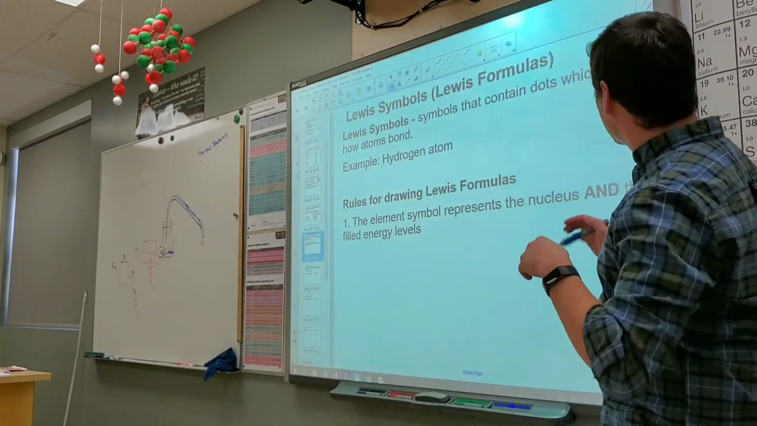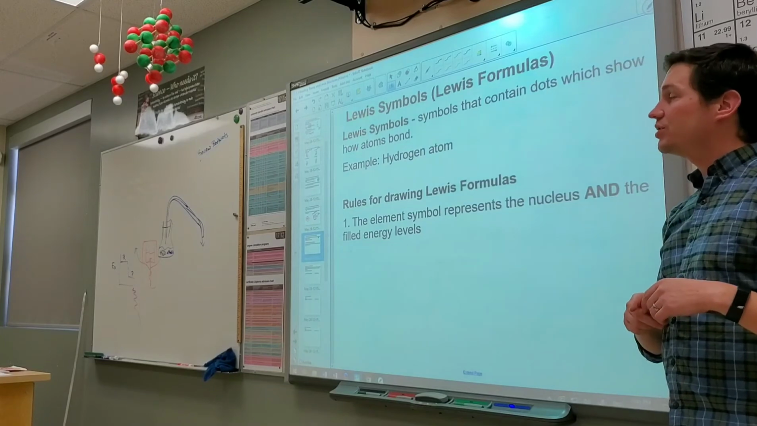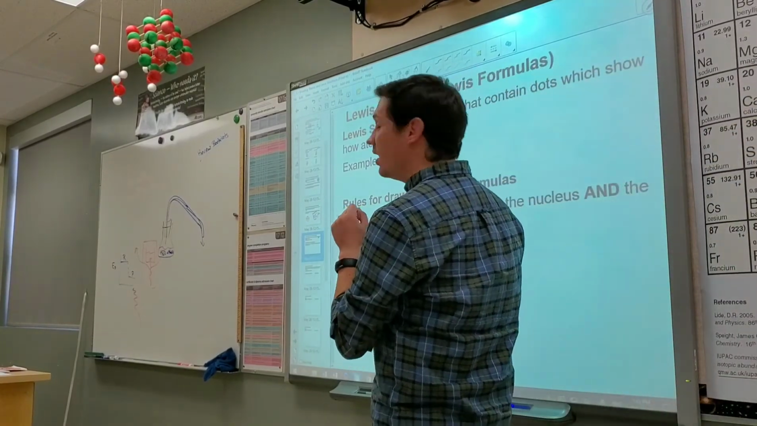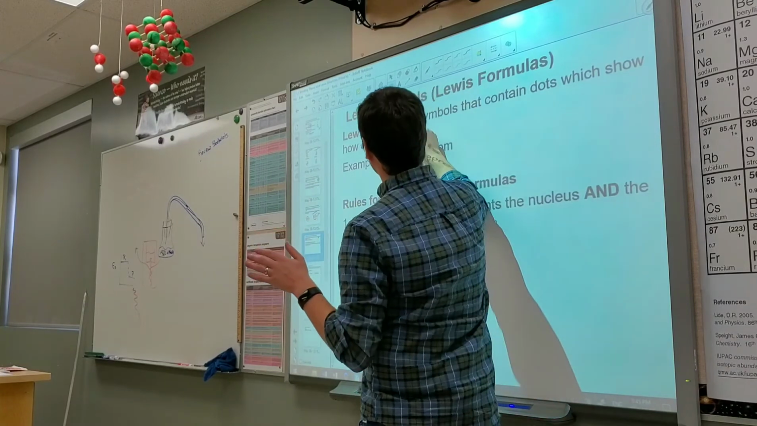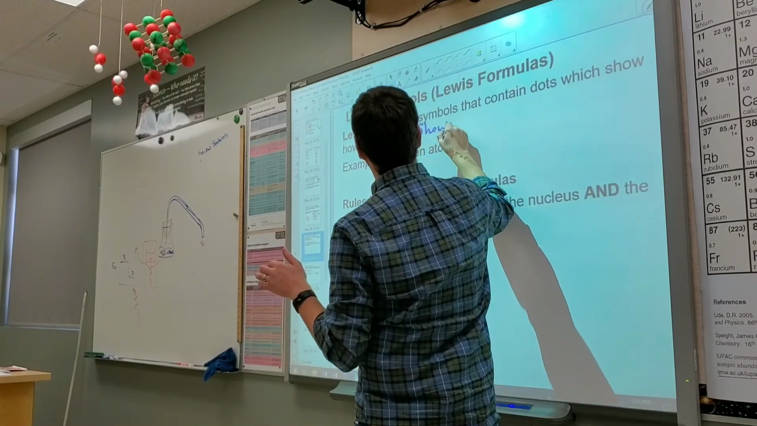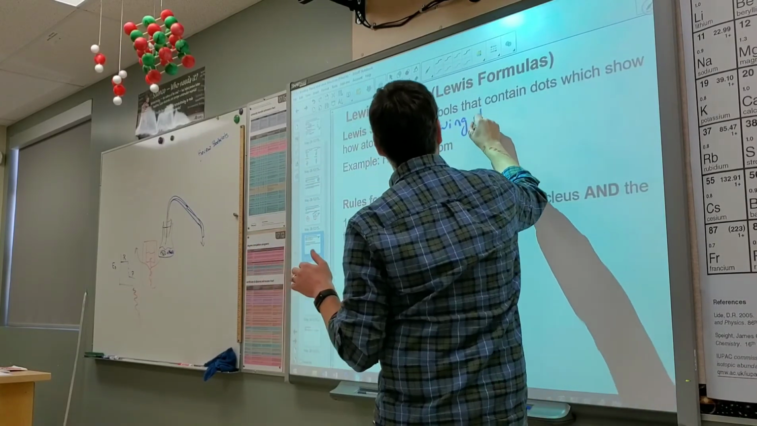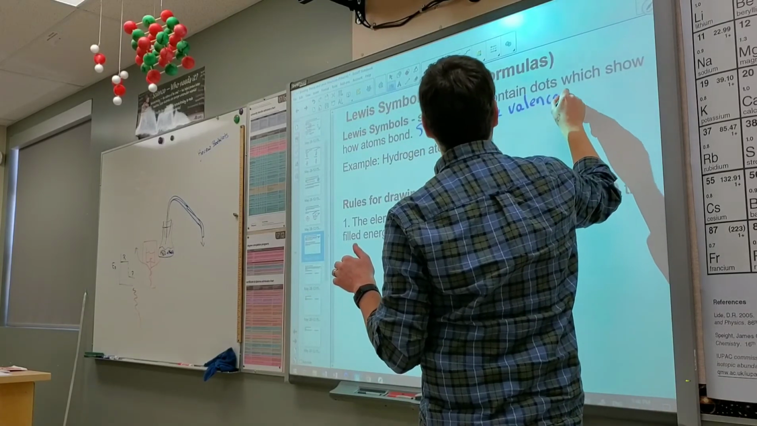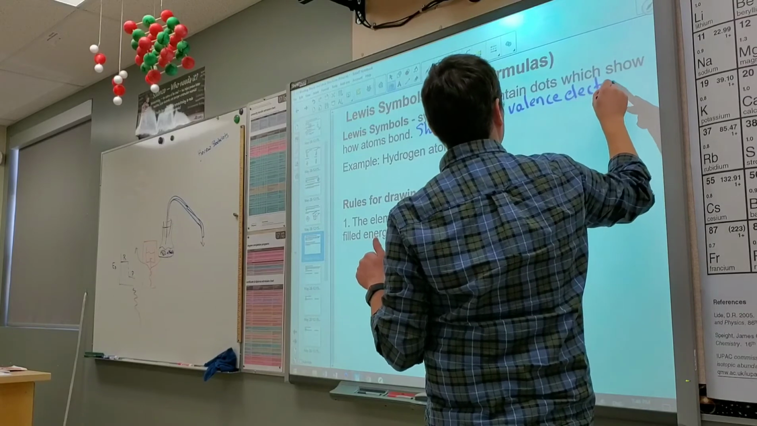A Lewis symbol is a symbol that contains dots just to show how atoms bond. I'll give you a little bit more information. All it is we're showing the valence electrons.